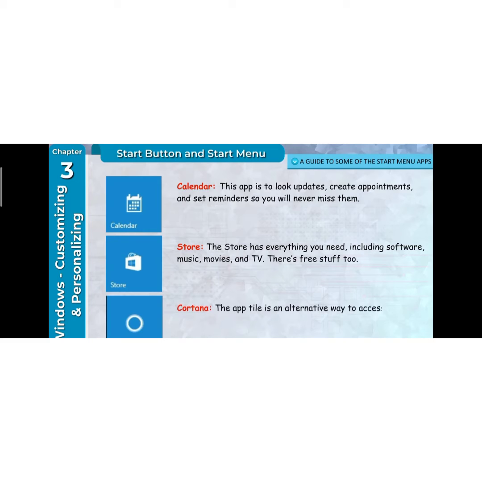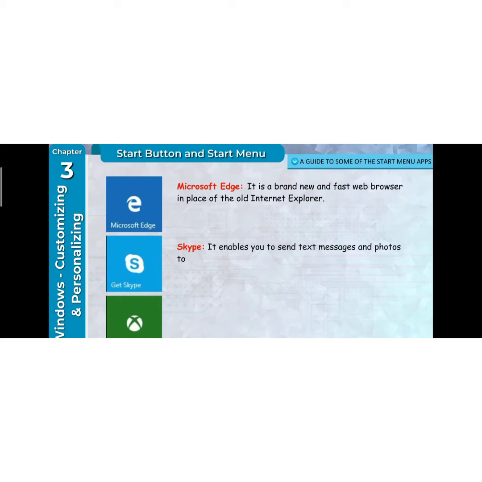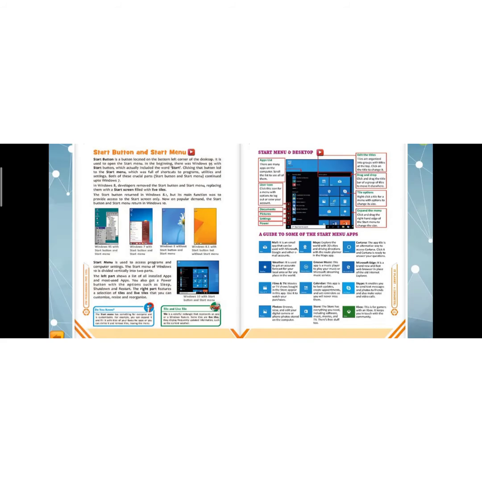Cortana: the app tile is an alternative way to access Cortana. Click it and it is ready to answer your questions. Next we have Microsoft Edge. It is a brand new and fast web browser in place of the old Internet Explorer. Skype: it is used to send text messages and photos to friends and also make voice and video calls. Next we have Xbox. This is for gamers. With Xbox, it keeps you in touch with the community.